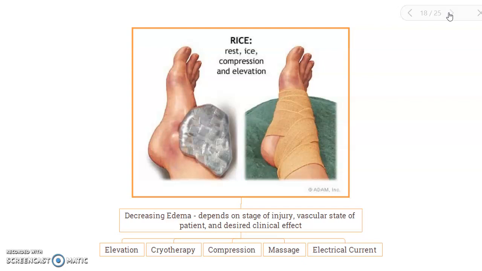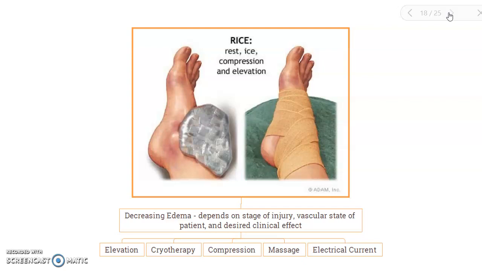One of the ways to decrease edema depends on the stage of the injury, vascular status of the patient, and desired clinical effects. So over here we have elevation, cryotherapy, compression, massage, and electrical current. The first one, elevation: you're going to make sure that there's no arterial compromise, and to elevate to improve venous and lymphatic flow. The second one, cryotherapy, reduces blood flow, slows metabolic activity, causes vasoconstriction, and decreases inflammatory response.